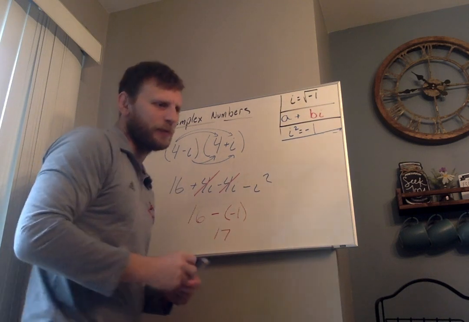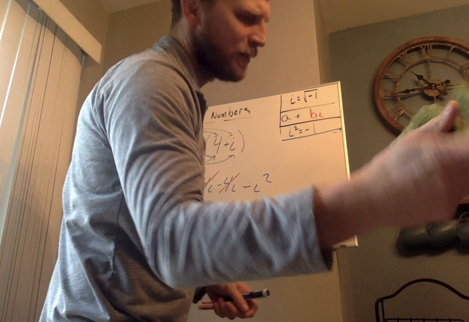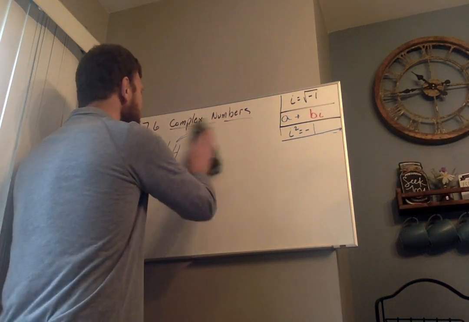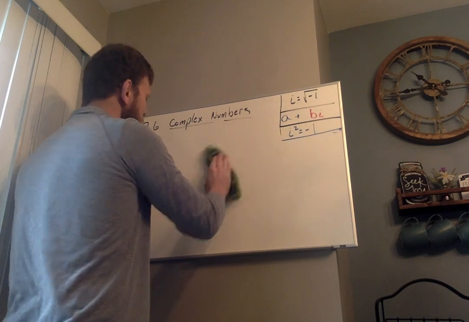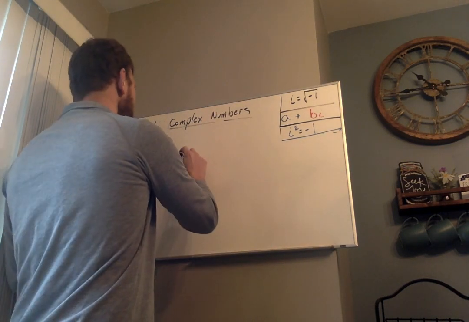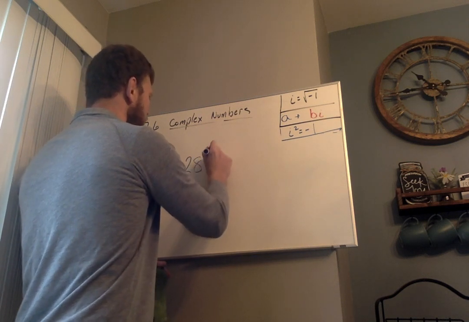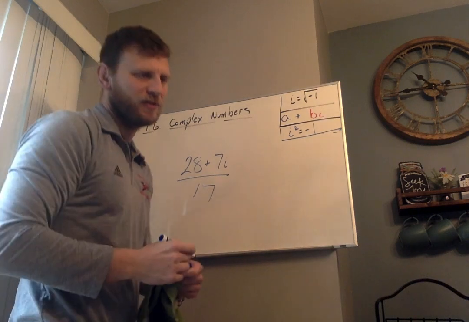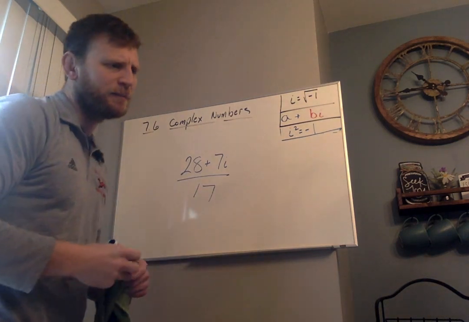Now, going back to what we had, okay. So now that we have a 17 on the bottom, we have 28 plus 7i, and that's going to be over 17, just putting the top and the bottom together.